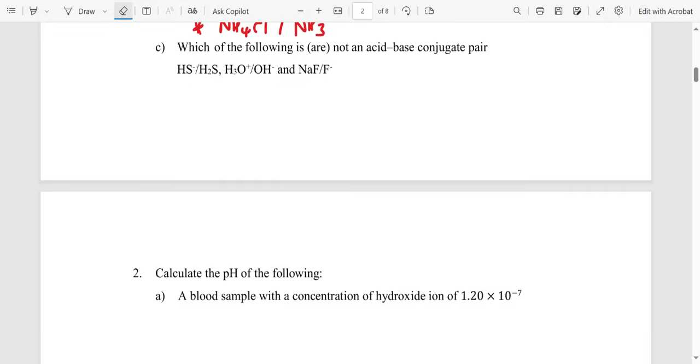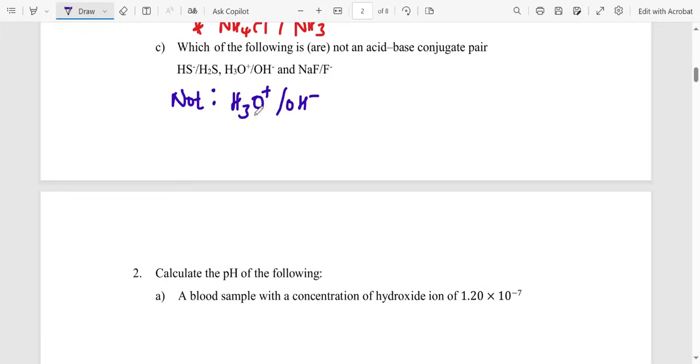All right. The next question is saying, which of the following is or are not an acid-base conjugate pair? So we want which are not. The ones which are not are those where they don't differ by one proton. For example, you can see HS⁻ and H2S, they are conjugates because they only differ by one hydrogen. This one has got one hydrogen, the other one has got two hydrogens, so they differ by one. So those are conjugates. But hydronium and hydroxide are not, because there is a difference of two hydrogens.